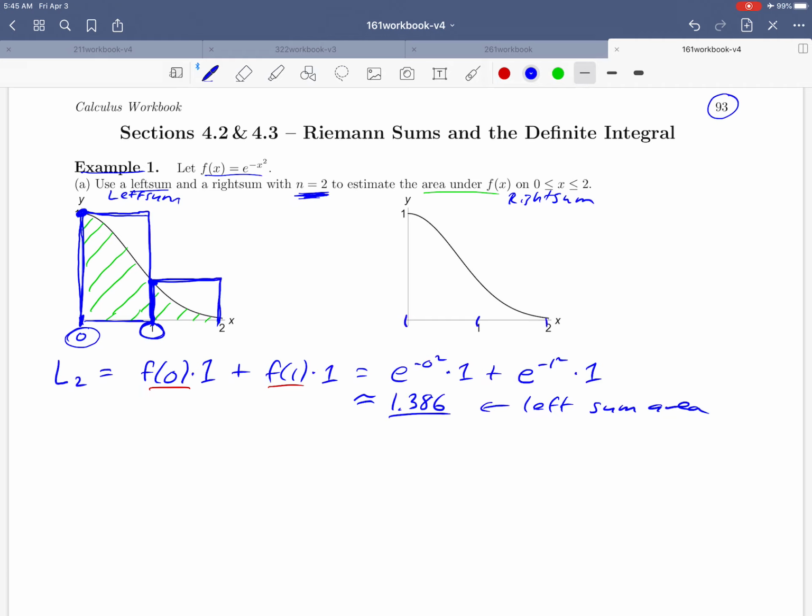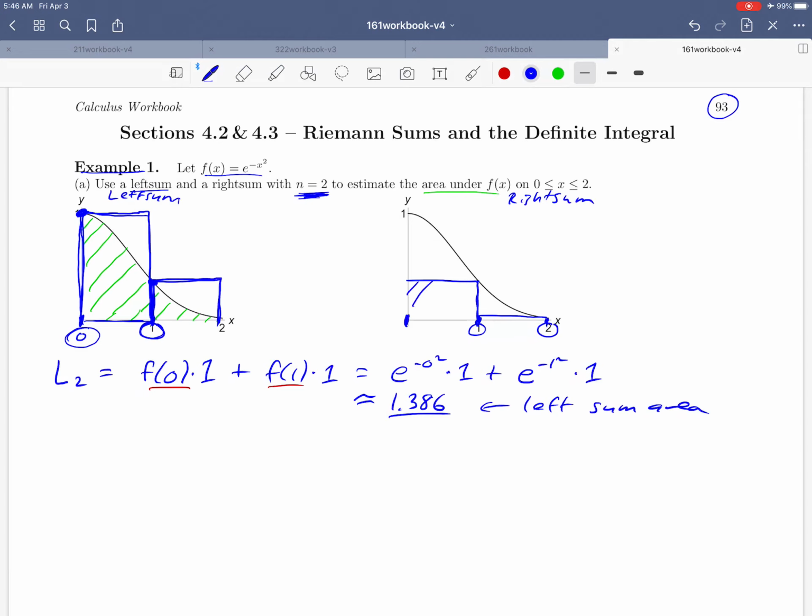Okay, but this time we're going to focus on the right-hand endpoint. So on that first interval, the right-hand endpoint is 1. We're going to use that as our number, go up until we hit the curve, and use that output as our height. So there's our first right sum rectangle. And then between 1 and 2, our right-hand endpoint there is 2, so we'll use that. Go up until we hit the curve, which is not up very far. Our curve is very small, so we get a really short rectangle there.